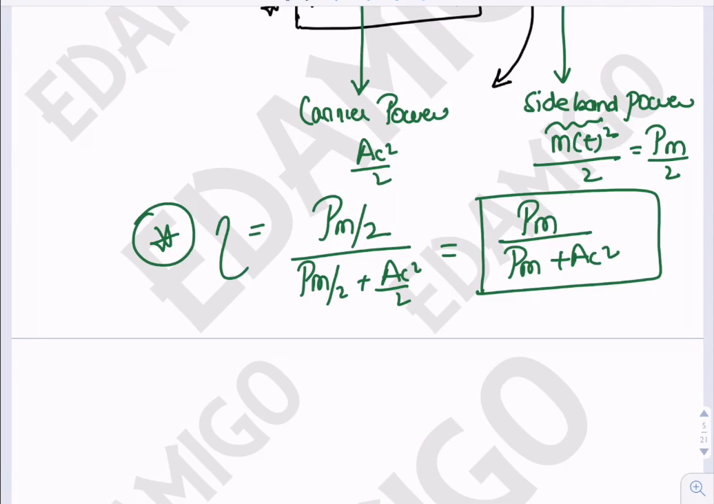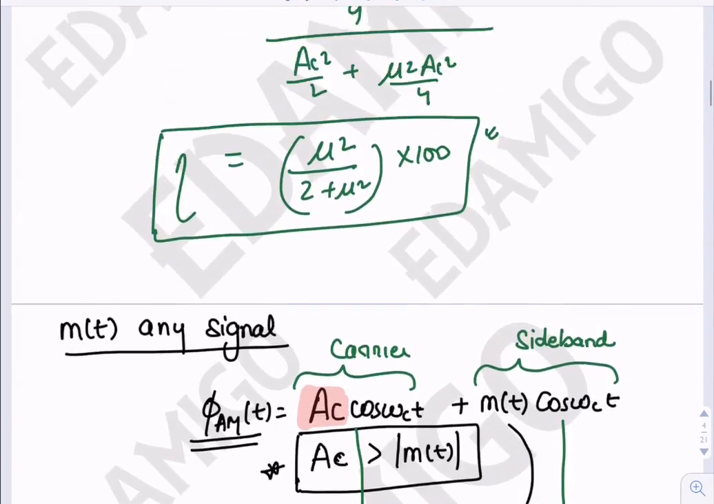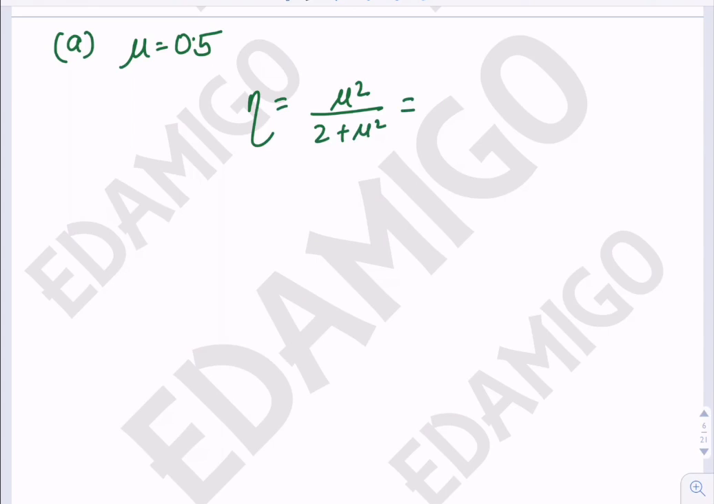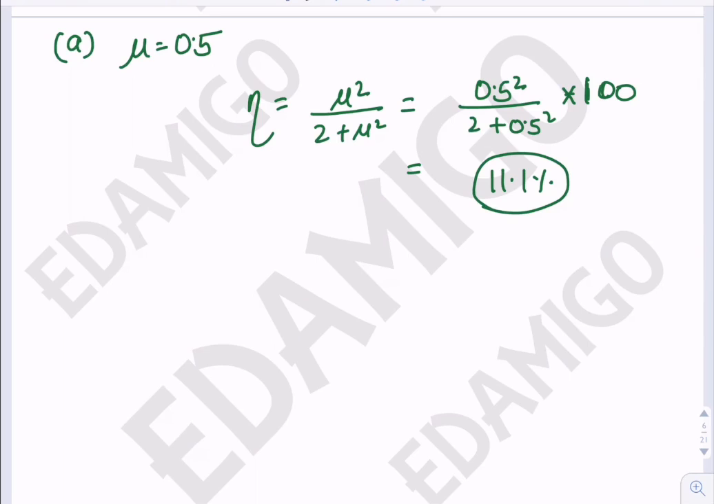Okay, now let us solve the other parts of the question. We have to find the efficiency for mu equal to 0.5, that is 50% modulation. So part A, here mu is equal to 0.5. So efficiency is equal to mu square upon 2 plus mu square, and this will come out to be 0.5 square upon 2 plus 0.5 square into 100 to get the answer in percentage. So we'll get 11.1% as the answer.